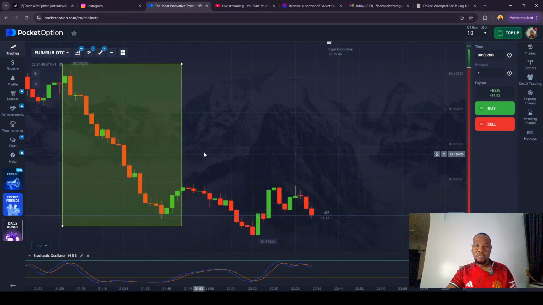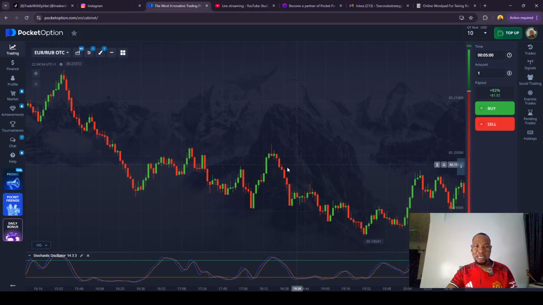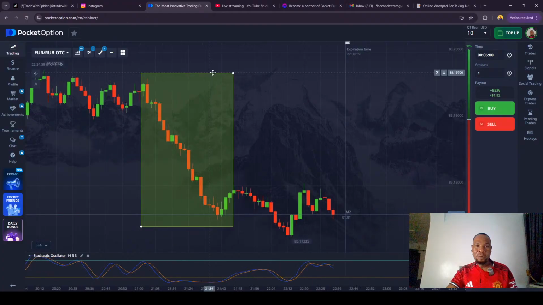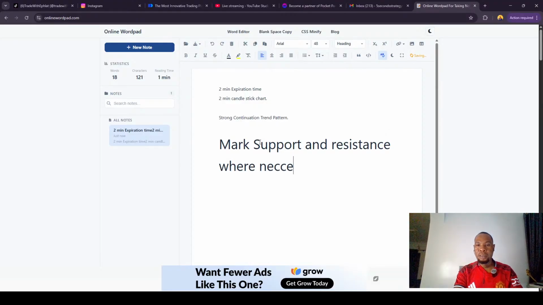However, the market does not move straightforward like that. It doesn't move like that at all times. You also need to be careful of support and resistance. So mark your support. I'm going to increase the font size of this. Mark support and resistance where necessary. I hope I got the spelling right.